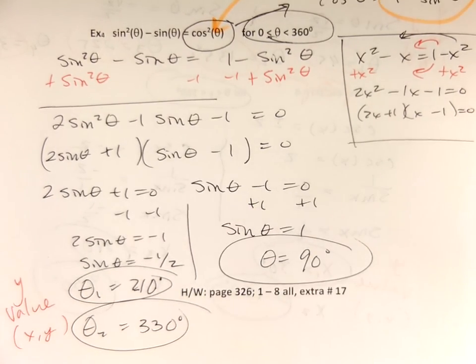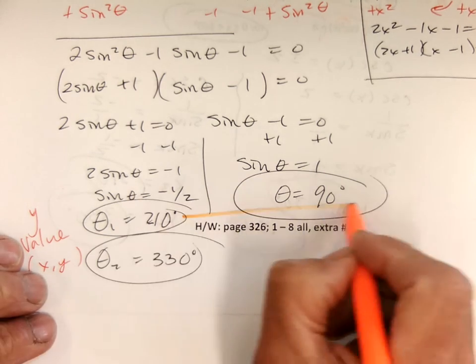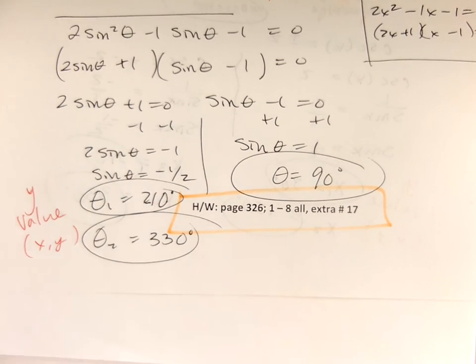Okay, now, 1 through 8 all. And with time left in class, I think you'd probably appreciate it if I helped you with them, right? You guys agree with that? Page 326, 1 through 8 all, and the extra is 17. So let me stop my video, and let's do these together, okay?